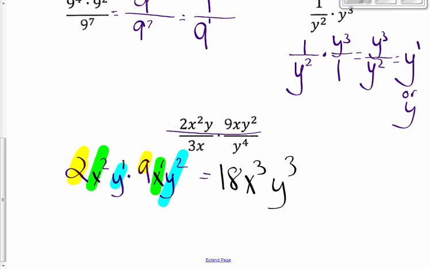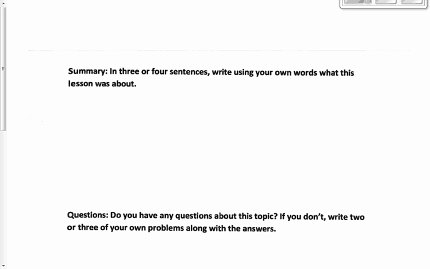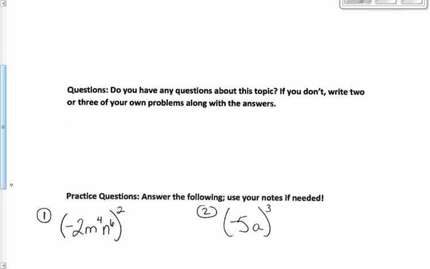Okay, again, just like we did for the other topics, you're going to write a summary about this in your own words, 3 or 4 sentences, doesn't have to be too fancy. You can even use bullet points if you'd like. You're going to come up with any questions you have, and then try some of the practice questions when we get into class. Good luck!